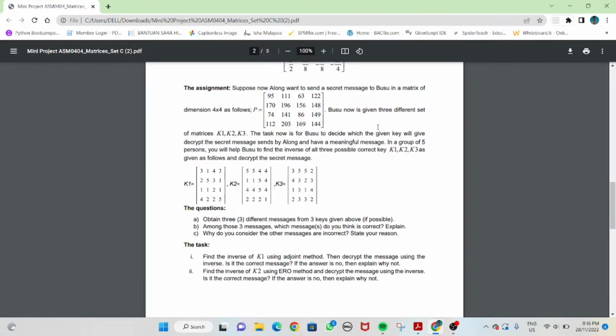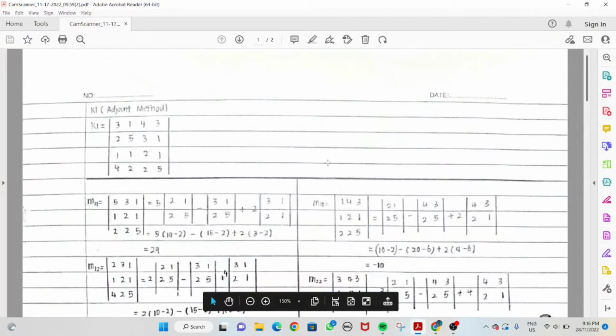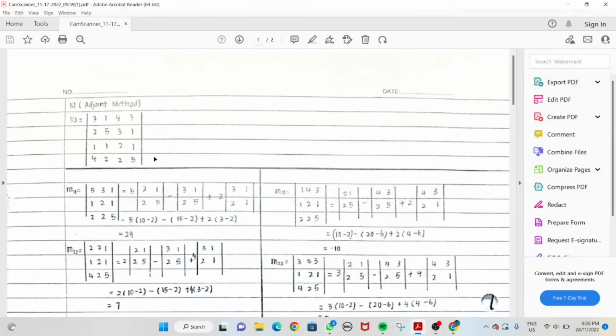Now we'll find the secret message using K1. For K1, we'll be using the adjoint method where we'll find the inverse. By doing so, we will first search for M11, which is the position row 1, column 1. We will first have to find the determinant of this, as this is a 4 by 4 matrix. And when it's a 4 by 4, we'll have to find the determinant to get the cofactor.